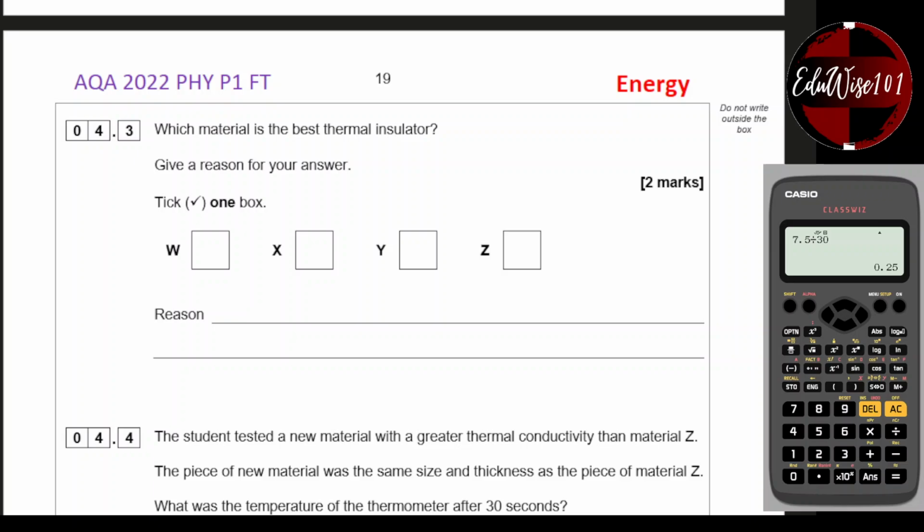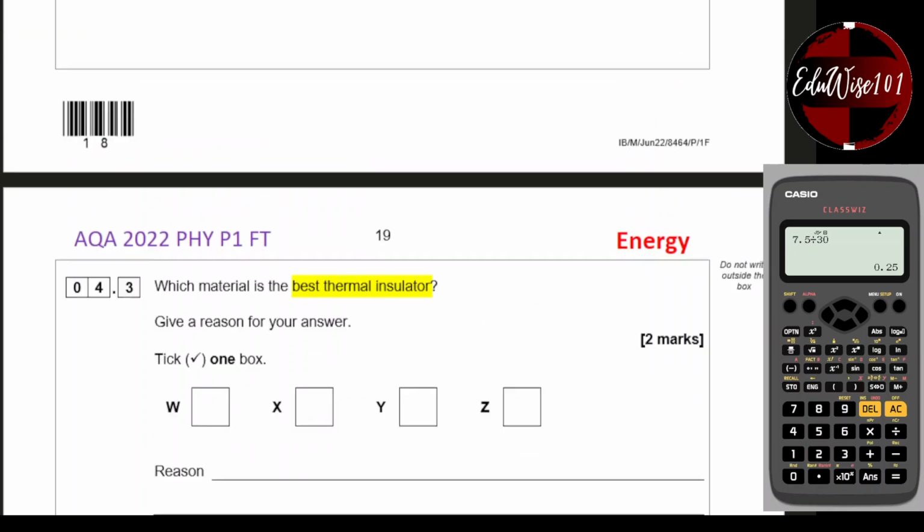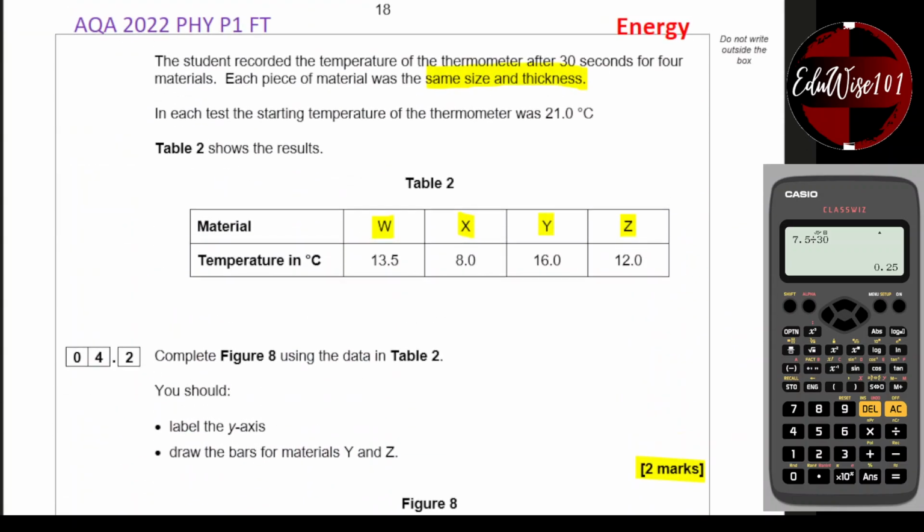Question 4.3. Which material is the best thermal insulator? Now, if it's the best thermal insulator, the temperature shouldn't have decreased by that much. So if you look in the table again, for material Y the temperature stayed relatively high. So it went from 21 to 16. So it only dropped by 5 degrees. The rest of them actually dropped more.